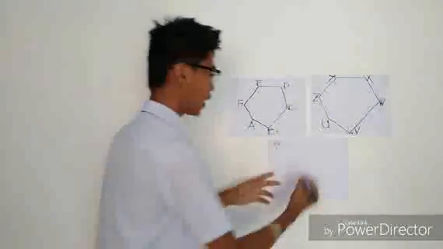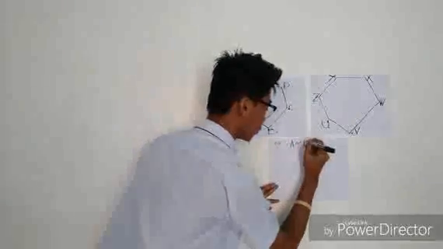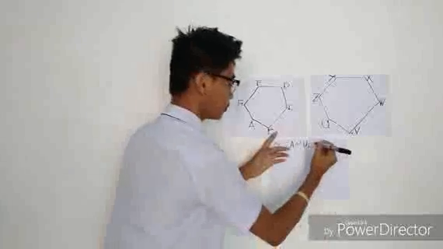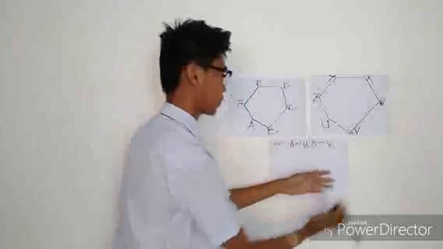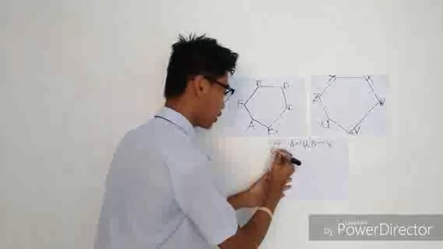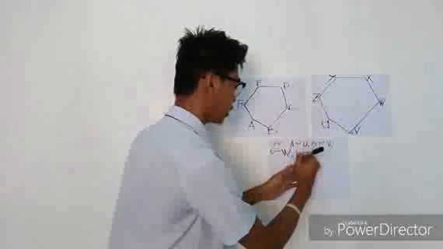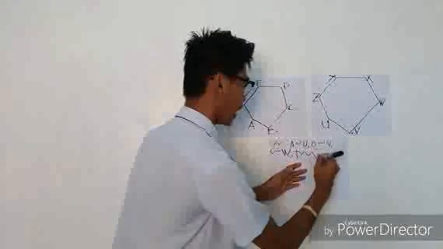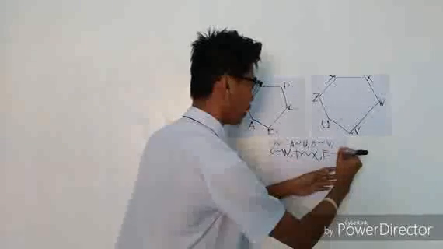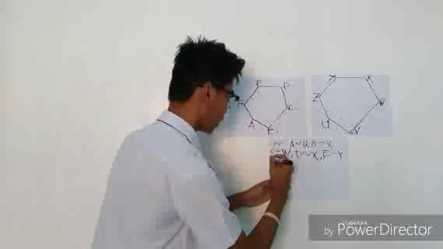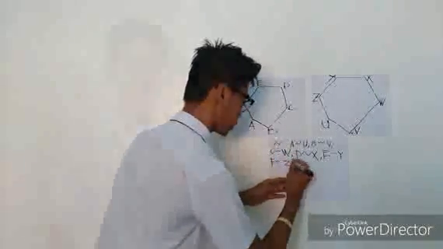Thus, angle A is congruent with angle U. Angle B is congruent with angle V. Angle C is congruent with angle W. Angle D is congruent with angle X. Angle E is congruent with angle Y. And lastly, angle F is congruent with angle Z.